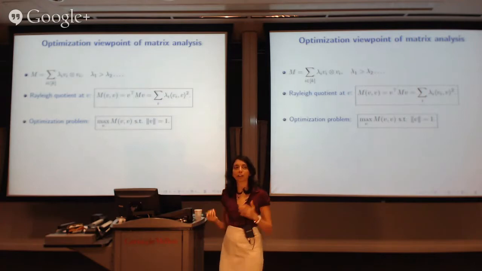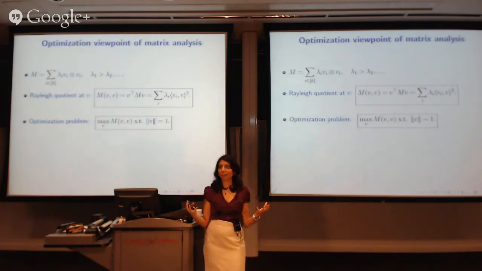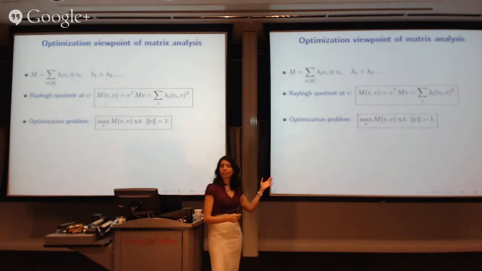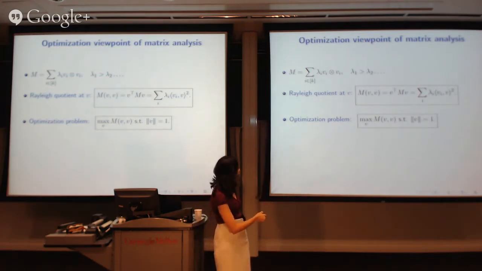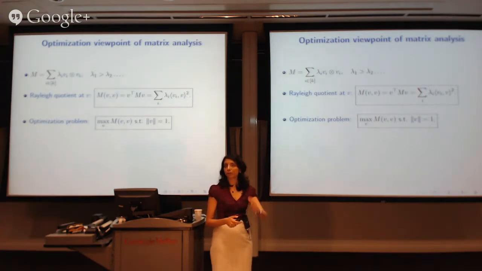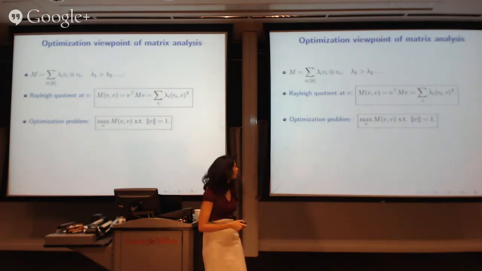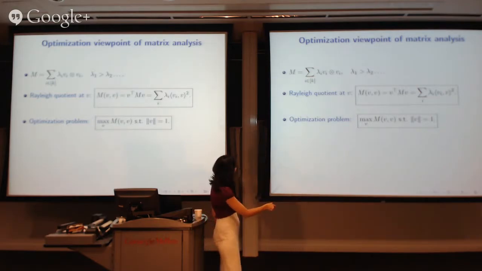How can I think of finding these eigenvectors as an optimization problem? And I did introduce it in the beginning of the first lecture. You can think of it as optimizing the Rayleigh quotient. This Rayleigh quotient was this quadratic form, and I'd like to optimize it over all vectors with unit norm, or vectors on the sphere. So that is this problem.